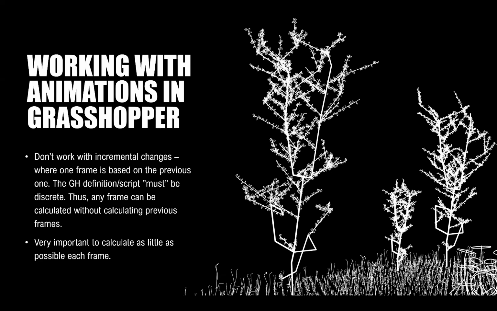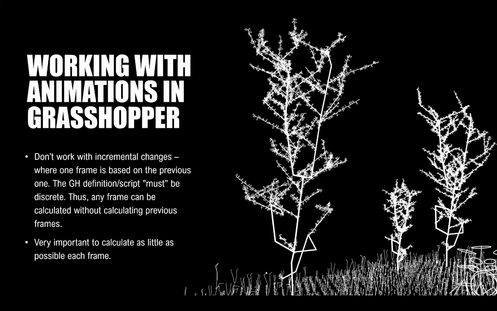You can actually ask questions if you don't understand my explanations here, but I would say definitely have some sort of discrete time where you can go to a specific time code. You could basically render it backwards. It wouldn't matter, because every single frame is calculated from the initial state of the script. Of course, it's very important to calculate as little as possible when you do it like this.